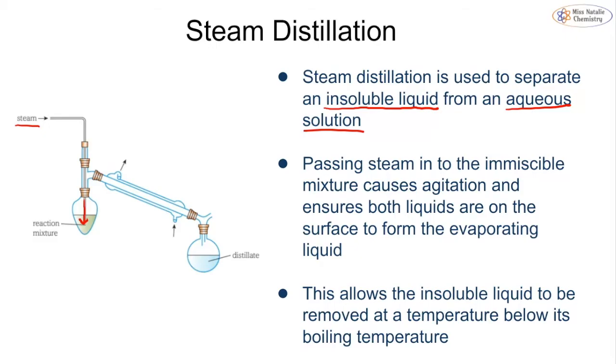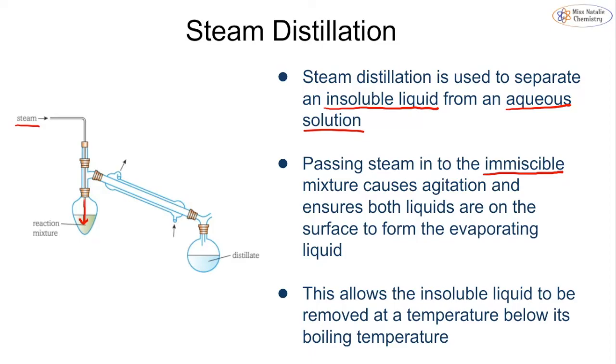As it passes in, it causes the immiscible mixture, so remember immiscible meaning that it's not mixed, to become agitated and it causes it to boil and start to evaporate, and then it means that we get evaporation happening on the surface of both of the two liquids.